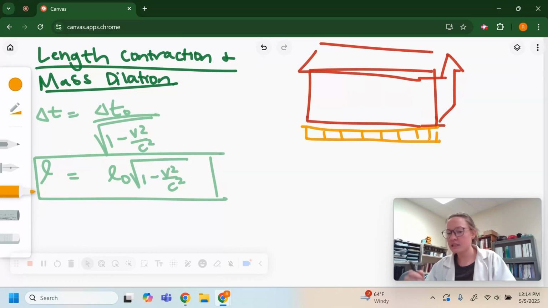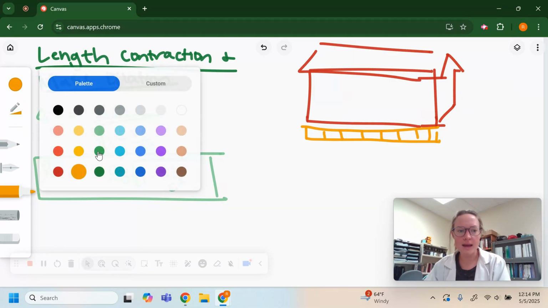Now, do you see why to light it takes no time to get anywhere? Imagine this. Imagine that light is going at the speed of light, because it is. If light's going at the speed of light, imagine what light would see as light makes its way through the barn.